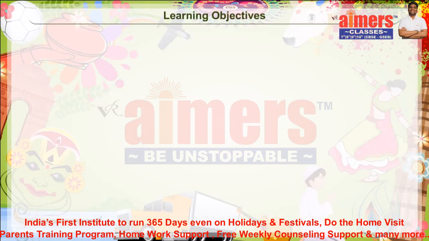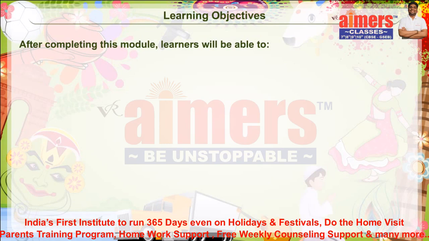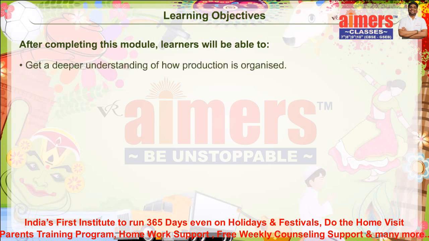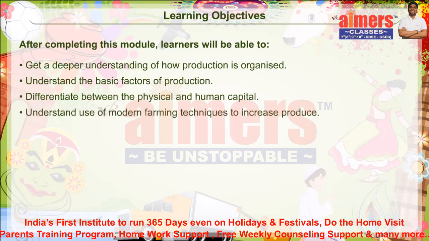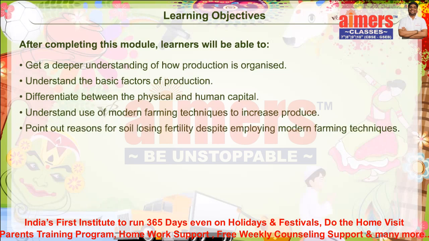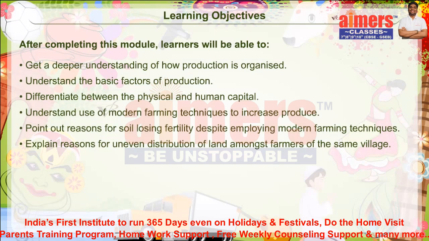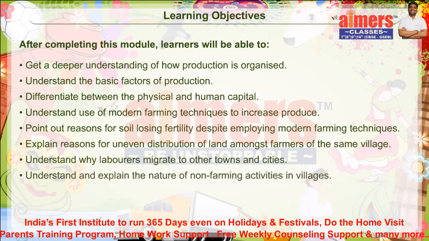Learning objectives. After completing these modules, learners will be able to get a deeper understanding of how production is organized, understand the basic factors of production, differentiate between the physical and human capital, understand use of modern farming techniques to increase produce, point out reasons for soil losing fertility despite employing modern farming techniques, explain reasons for uneven distribution of land amongst farmers of the same village, understand why laborers migrate to other towns and cities, understand and explain the nature of non-farming activities in villages.